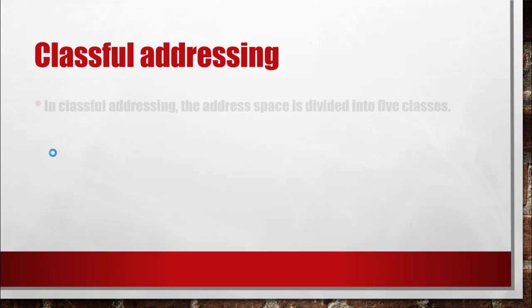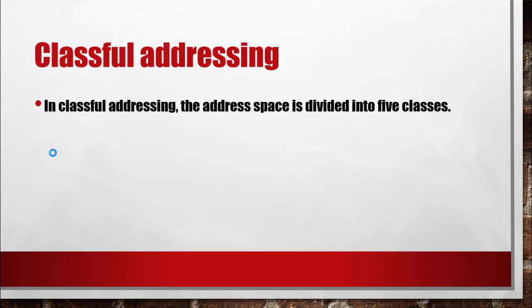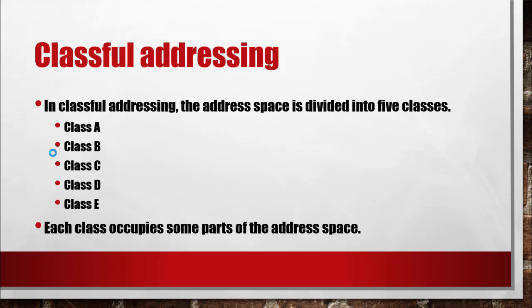Classful addressing. In classful addressing, the address space is divided into 5 classes: class A, class B, class C, class D, and class E. Each of these classes occupies some part of the address space. So out of the 4 billion plus addresses that we saw in the last video, we are going to divide all these addresses into 5 different groups in classful addressing.